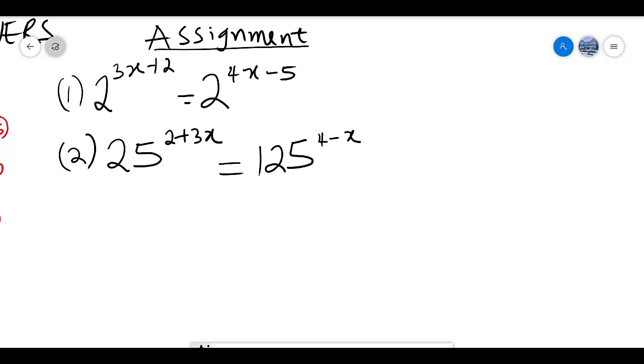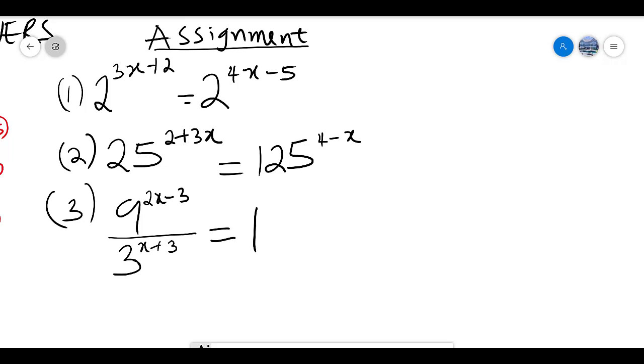Okay, and finally, also try this. 9^(2x-3) all over 3^(x+3) is equal to 1.